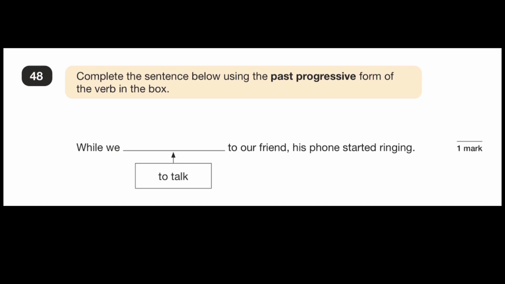Complete the sentence using the past progressive form of the verb in the box. While we to our friend, his phone started ringing. So what would the past progressive be of to talk? So pause the video now and have a go. So that's right. The past progressive form of to talk is were talking. While we were talking to our friend, his phone started ringing. So well done.